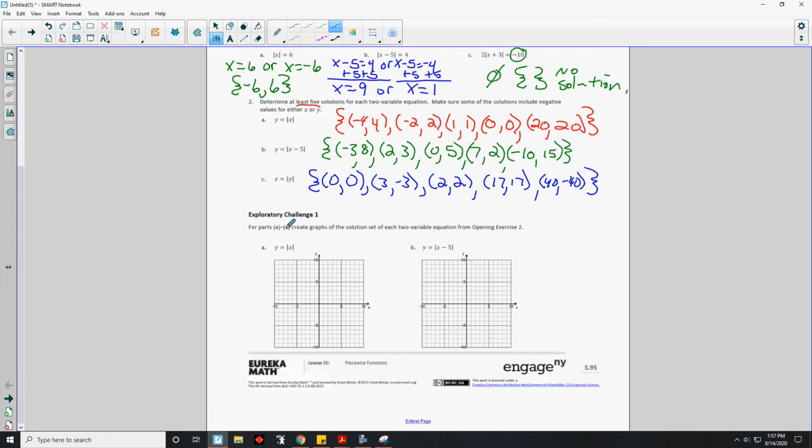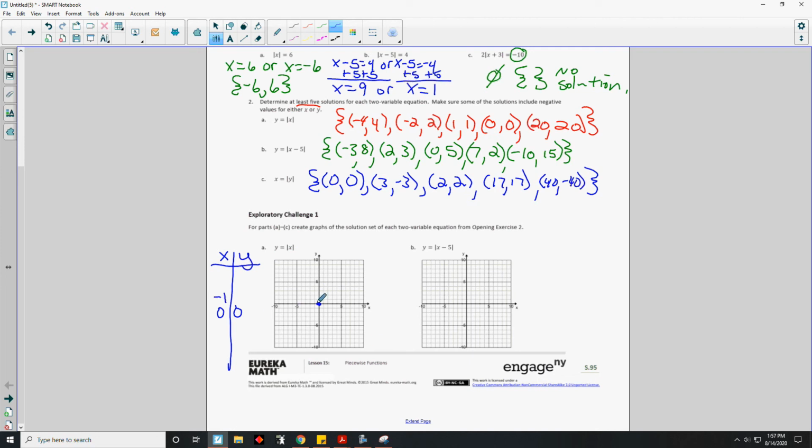Exploratory challenge. For parts A through C, create graphs of the solution set of each 2 variable equations from opening exercise 2. So A is y equals the absolute value of x. So here you could do a table and do x comma y. I like working around the center, and the center is when the inside of the absolute value equals 0. So when x is all by itself, 0 is where this is going to have its vertex. It's either its maximum or its minimum value. So the absolute value of 0 is 0, so that would plot the point 0, 0.